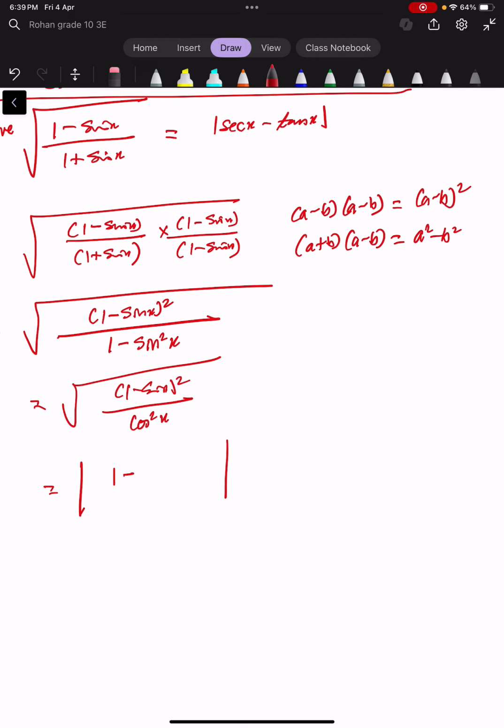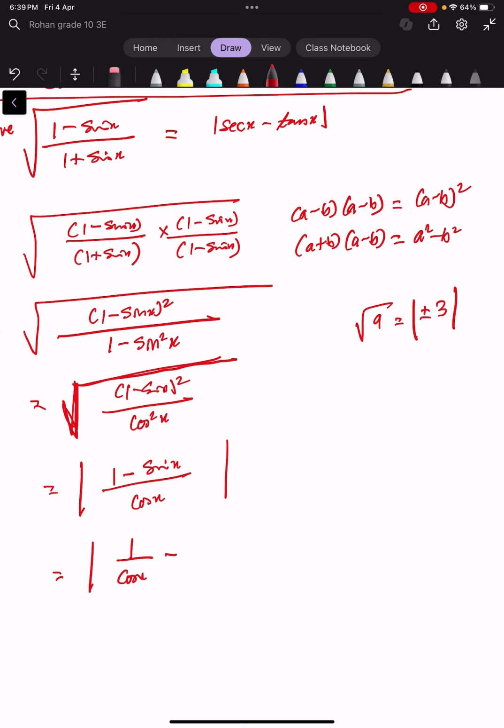Because see, the root of 9 is 3, but generally it's plus 3 only. It can be plus or minus 3. Okay, I'm getting rid of the square root. So it becomes 1 minus sine x upon cos x, the absolute value. You get rid of that for the numerator and denominator, because it's in the root, the whole thing. So 1 over cos x minus sine x over cos x.